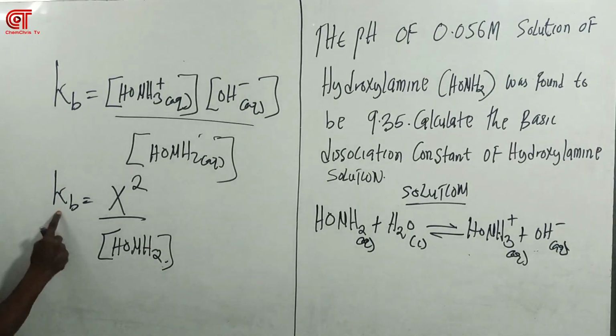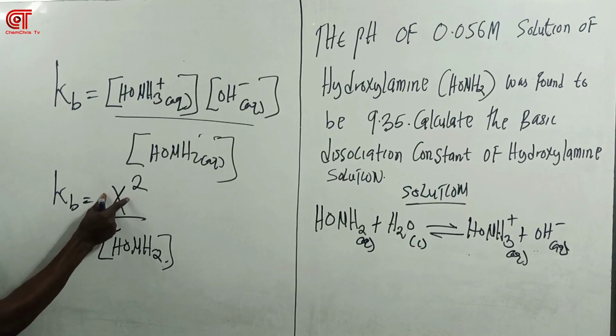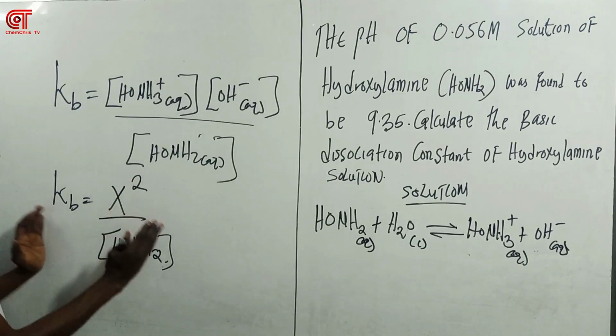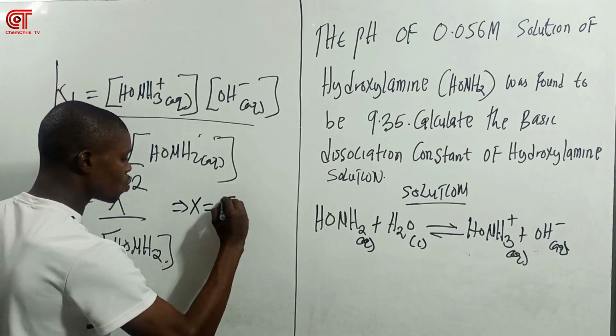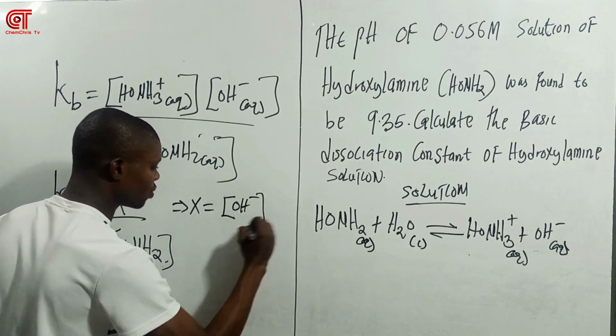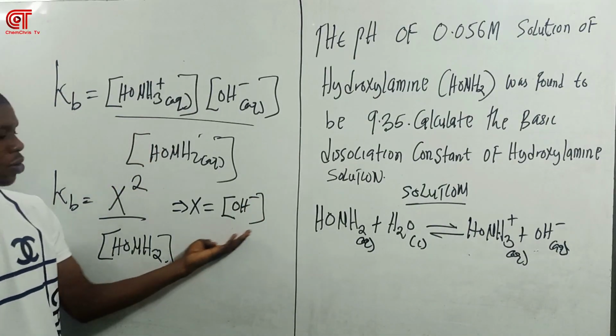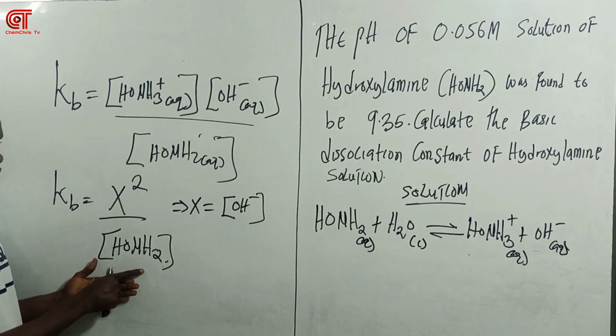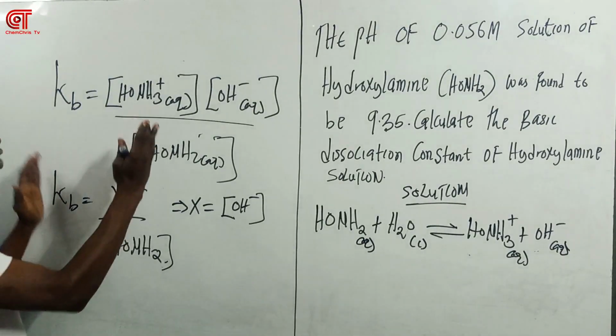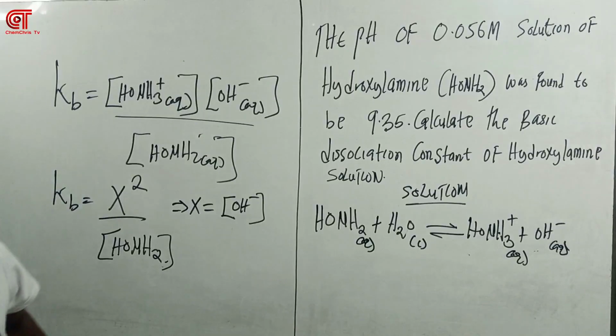Now, this one means what? The KB, that is the base dissociation constant. Now this S square: whenever you see S square like this, you mean that X is equal to the concentration of OH minus. You know, concentration of OH minus. Why don't we use the concentration of the base given to us here? You get, so this is what you want to make use of.